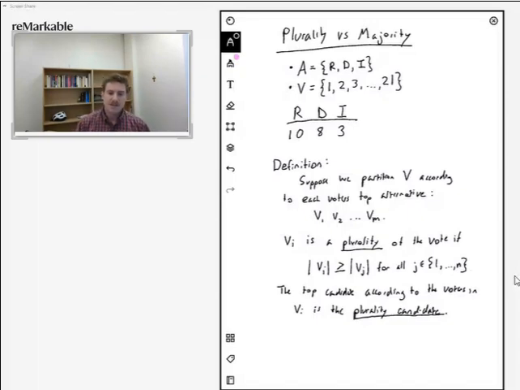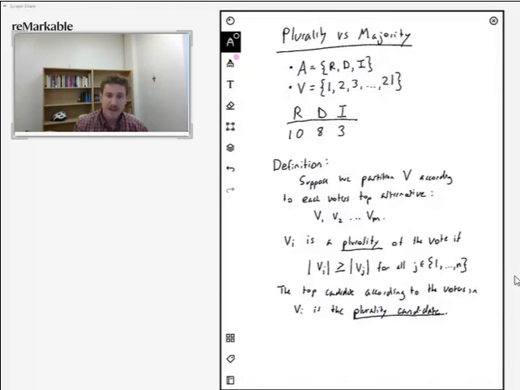So what does this mean, right? The plurality candidate is the candidate who, when you take all of the voters that most favor that candidate, you get a set of voters whose size, the number of voters of that persuasion, is at least as great as the size of the set of voters that favor any other individual alternative.